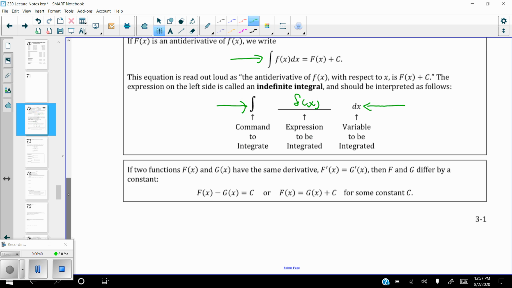Okay, if two functions, capital F and capital G of x, have the same derivative, f prime of x and g prime of x, then they differ only by a constant. So if the derivatives of f of x and g of x are exactly the same, when you take the antiderivative of them, most likely their constant is going to be something different. That's all that that's saying. All right, let's move on.